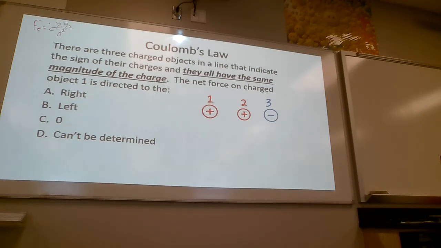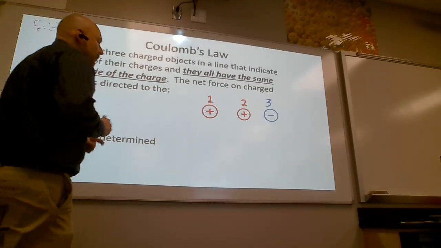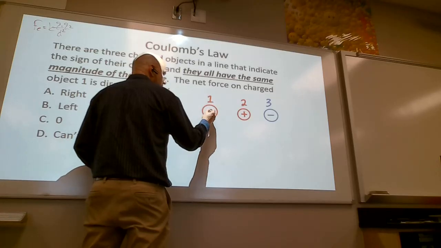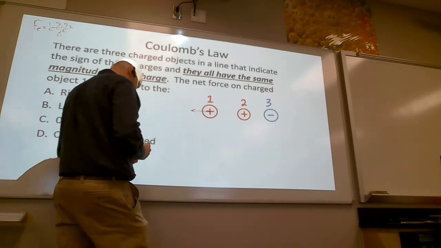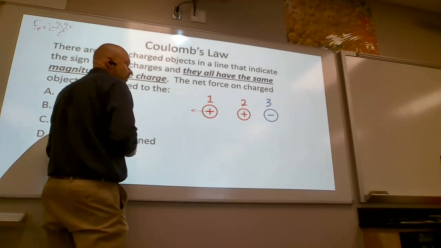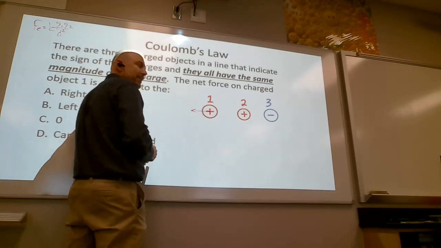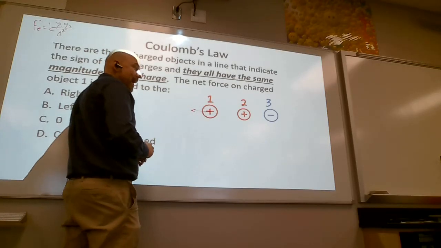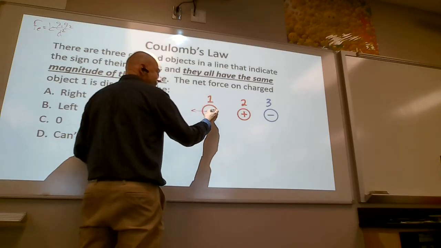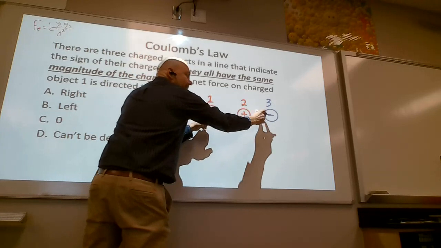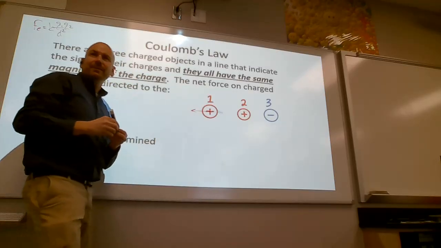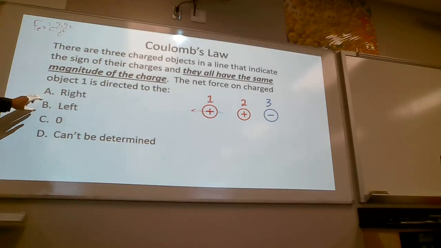What's going on between 1 and 2? Repulsion. They're being repelled. Which way is 1 being repelled? To the left. What's going on between 1 and 3? Attraction. Which way is 1 being attracted? To the right. How does the force of attraction compare in magnitude to the force of repulsion? It's less. Why is it less? It's further away. Does that make sense? Okay, so the correct answer is to the left.